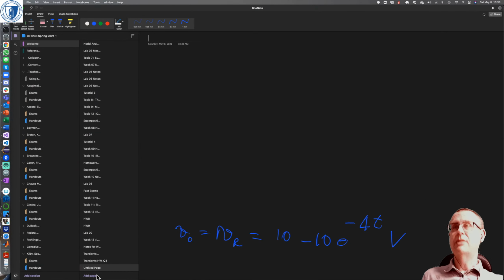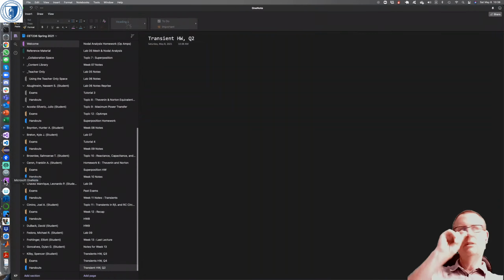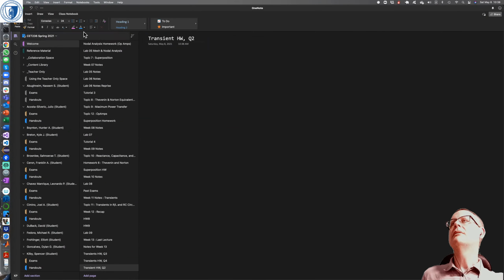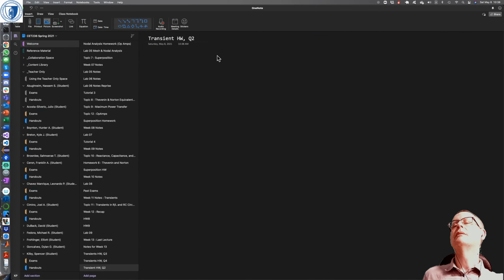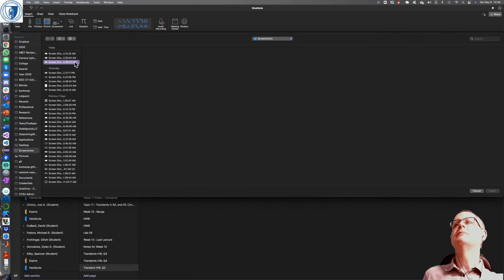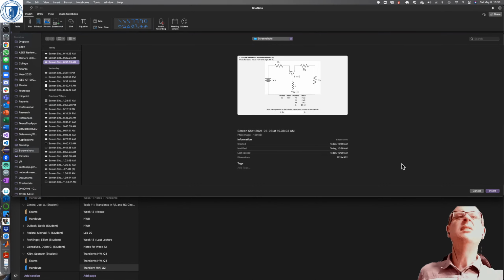So let's just grab that. And this will be transient homework, and this is Q2. And it looks like it's stopped saving the text in the appropriate place. So I'll just kill that, and I don't want to print out. So I think this is question 2.